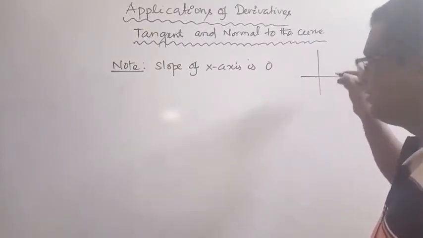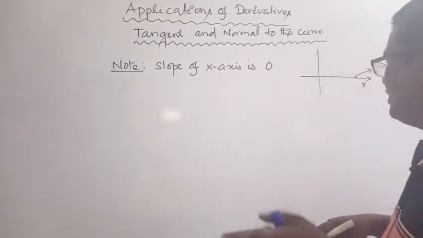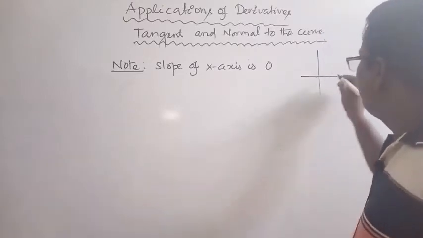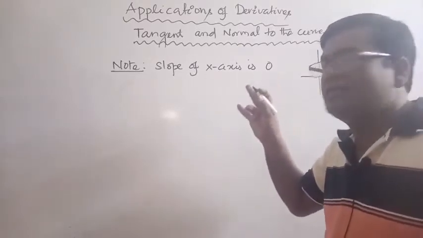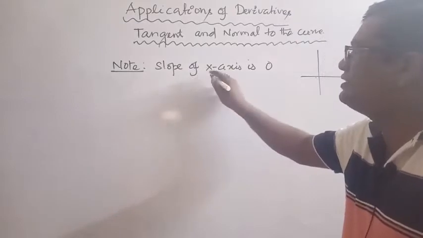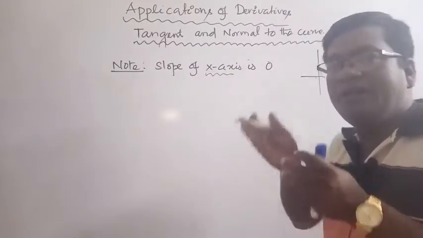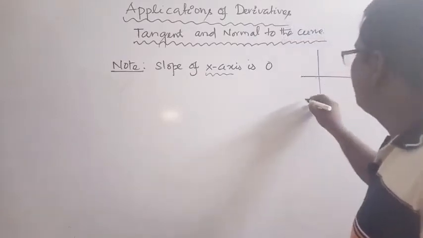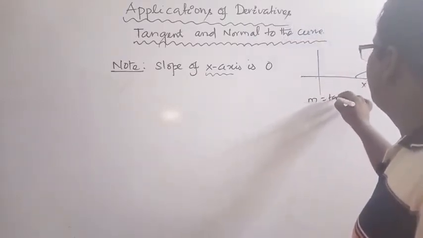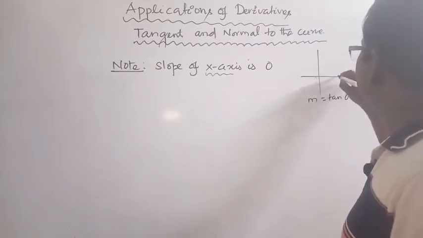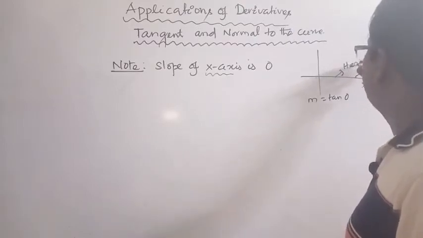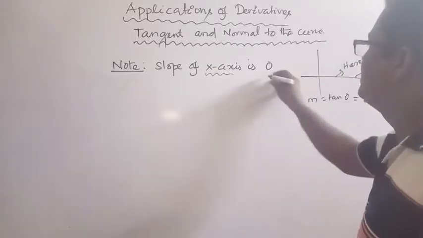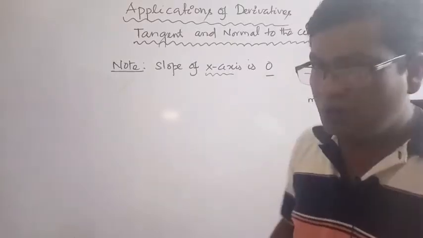So the angle between the line, in this case the x-axis, and itself is 0. That is, m equals tan theta, where theta is equal to 0. So m equals tan 0, which is 0. Okay, this is note 1.